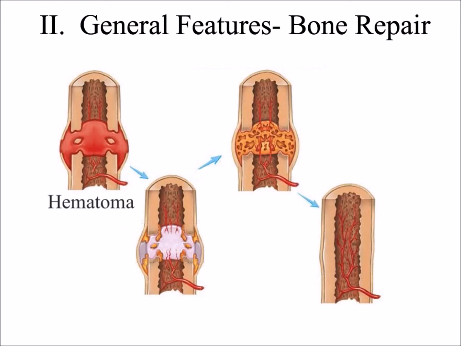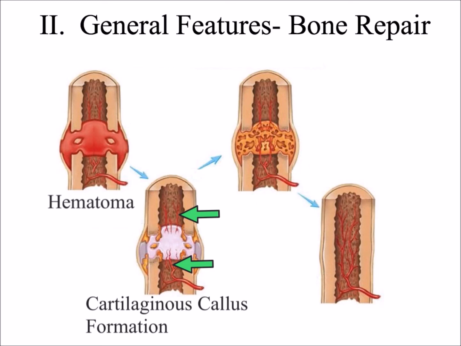So the second stage of bone repair is cartilaginous callus formation. What happens in cartilaginous callus formation is that the blood clot is replaced by fibrocartilage. The reason it's replaced by fibrocartilage is that it's very soft, and fibrocartilage allows blood vessels to reconnect. Because it's so soft, blood vessels can snake their way through the cartilage and reconnect. Fibrocartilage also provides a scaffolding or a framework for the next stage, which is bony callus formation.